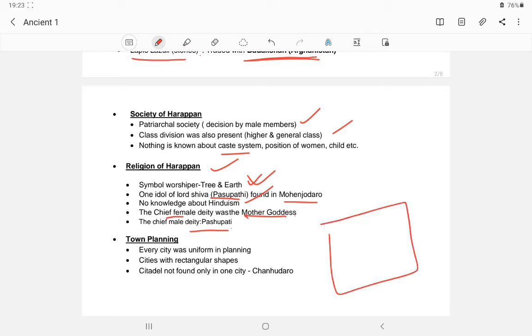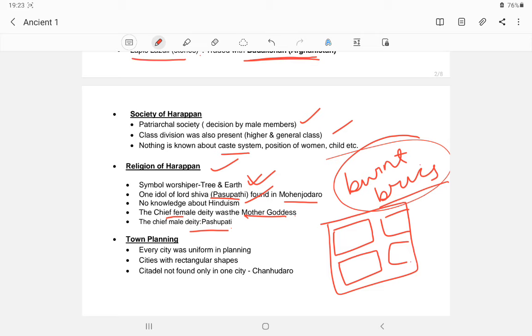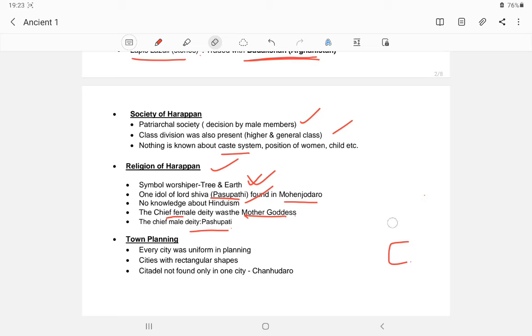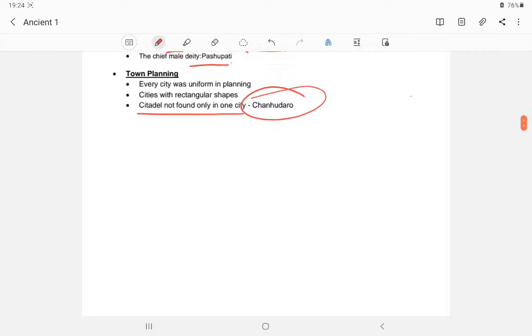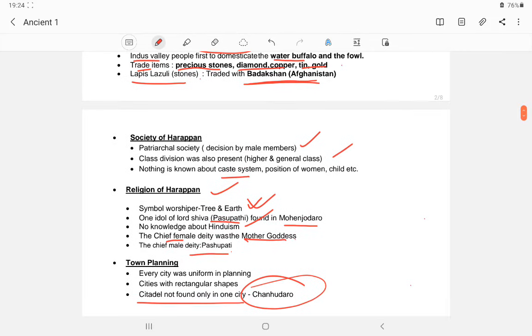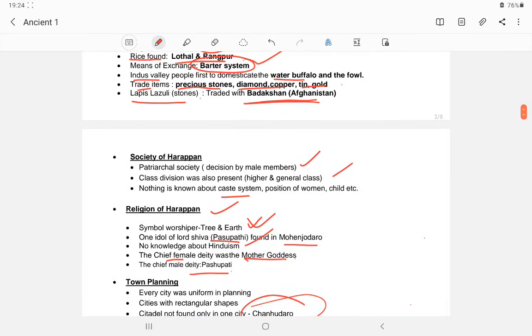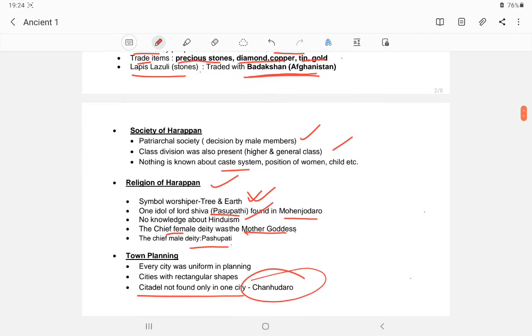Town planning was in a rectangle shape, a grid pattern. They used burnt bricks, made of clay, so this technology was available during the Indus Valley civilization. The citadel we have already studied, so the Harappan civilization is completed.